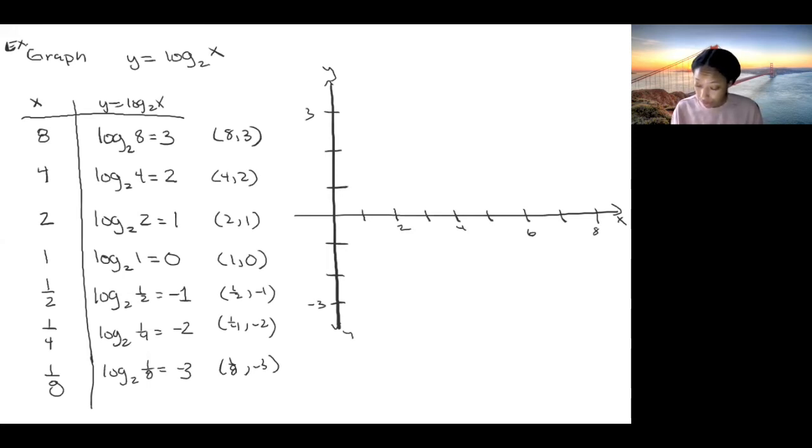First, we get the point (8, 3), which would be up here. Then we had (4, 2), which would be about here. (2, 1), it's about here. Then notice we have an x-intercept this time at (1, 0). And then we get numbers that get really, really close to the y-axis. (1/2, -1). (1/4, -2). And (1/8, -3). Ooh, that's really close to this axis. It's not actually going to touch it though. 1/8 is really small, but it's not equal to 0.